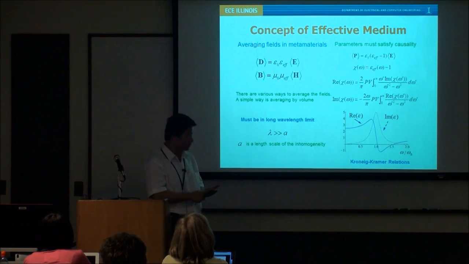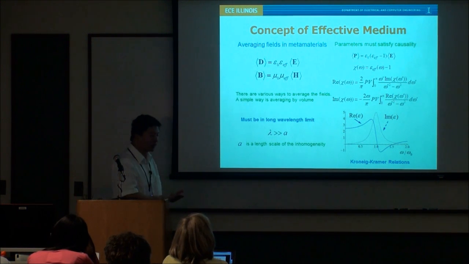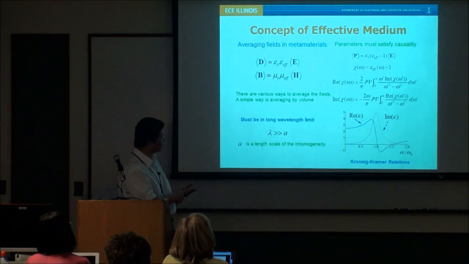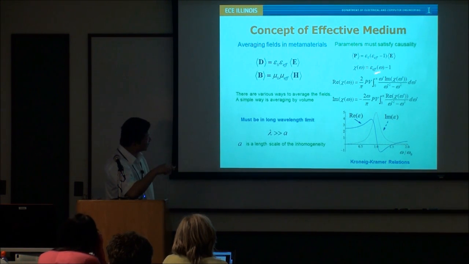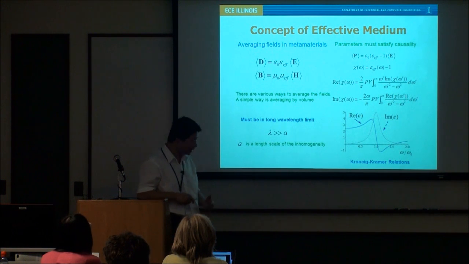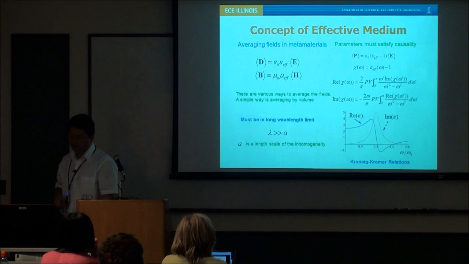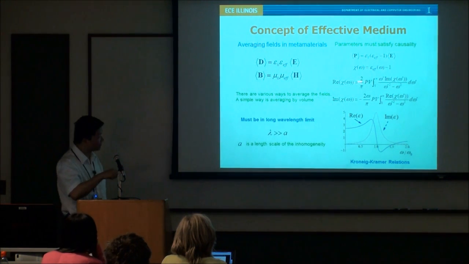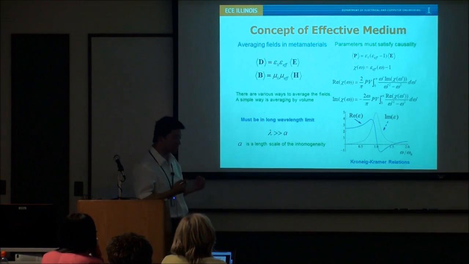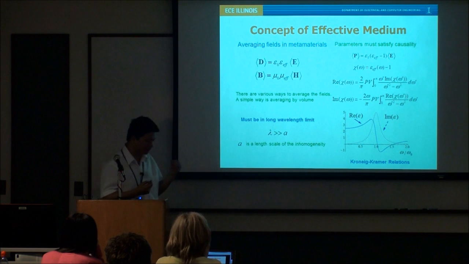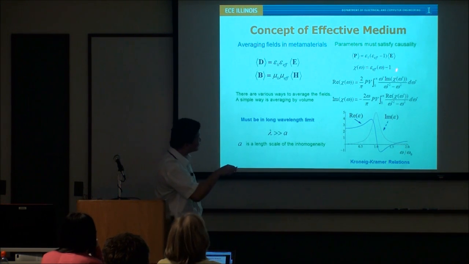so-called causality, which is defined by this Kramers-Kronig relationship between the real part and the imaginary part of your dielectric constant. Here we basically use chi, which is the susceptibility. Chi is related to your effective epsilon, your effective permittivity. Epsilon effective is the effective permittivity of the metamaterials. That is very different from the permittivity in natural materials. So chi equals epsilon minus 1.